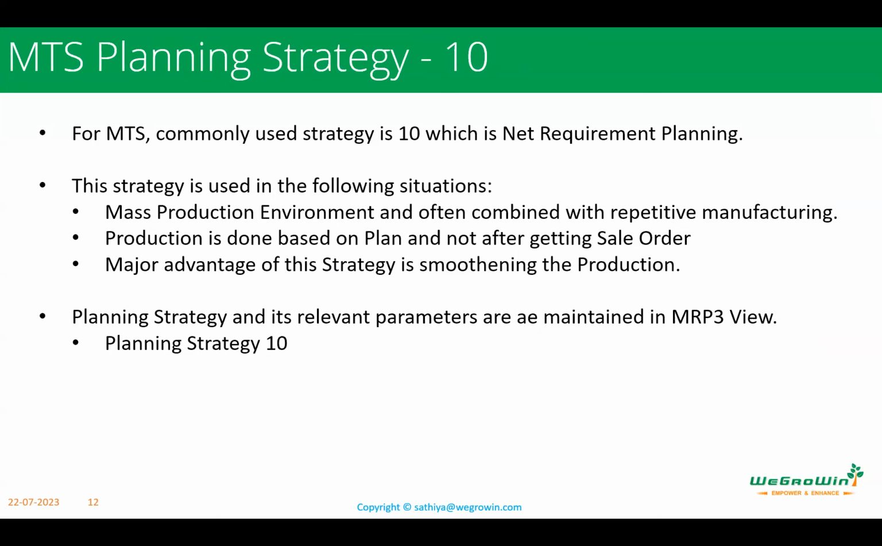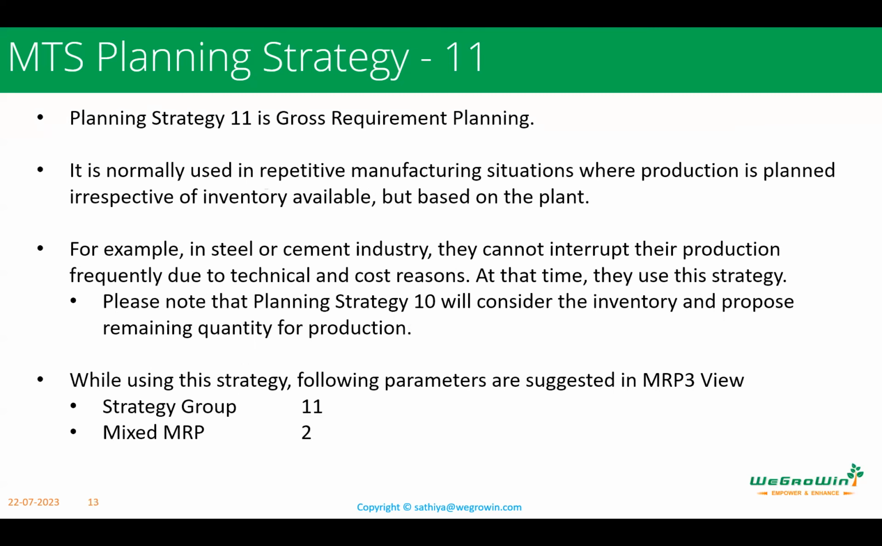Here the production is done only based on the plan, not based on any order coming from the customer. It is used to smoothen the production. In the MRP3 view, you update the planning strategy as 10. Then there is a strategy called strategy 11. 11 means it will consider only the plan, but it does not consider what stock is available.